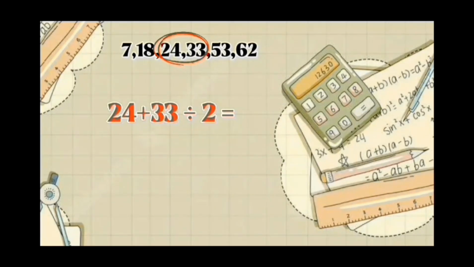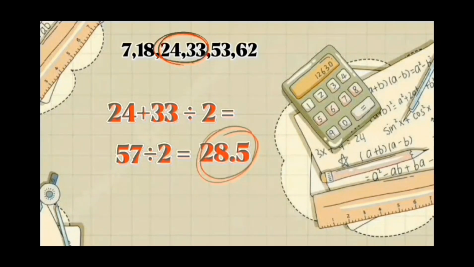24 plus 33, and we will divide it by 2. 24 plus 33 is equal to 57. 57 divided by 2 is equal to 28.5. Our median in this dataset is 28.5.